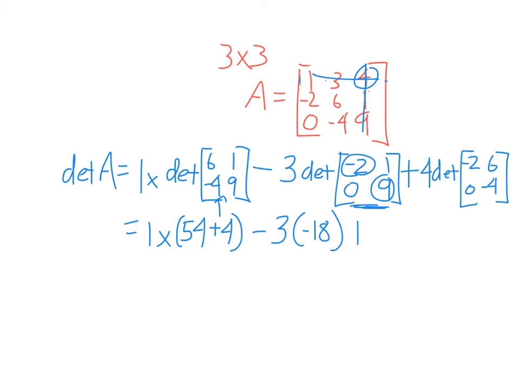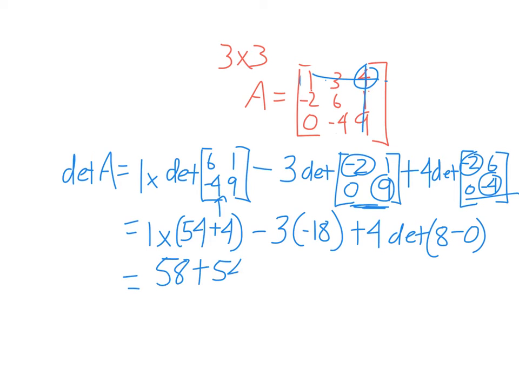And then the last one, it will be 4 times the determinant of this 2 by 2 matrix, which is minus 2 times minus 4, A times D, minus B times C, which is just 0. So what we do is put this all together. We get 58 plus 54 plus 32, which gives us 144.